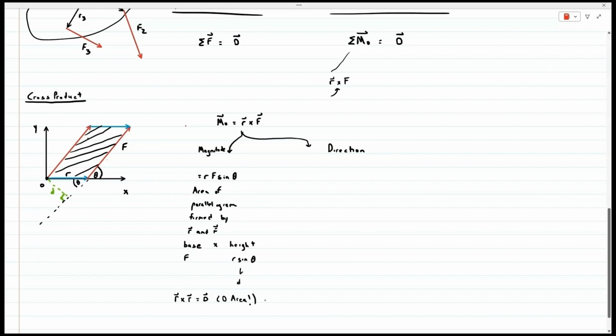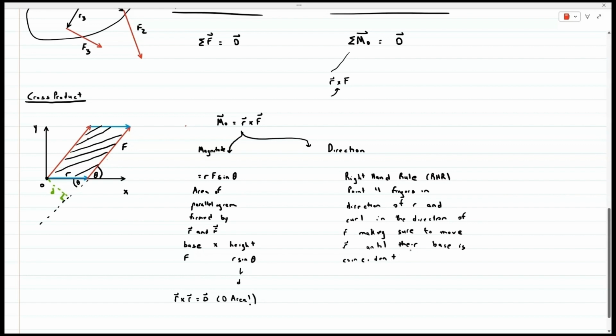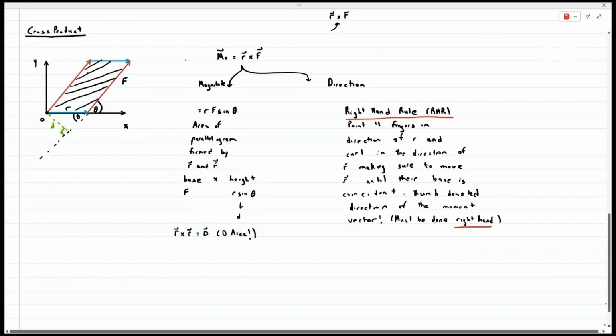The moment vector, its direction is defined by the right-hand rule. And how do we get this direction? We point our forefingers in the direction of R and curl them in the direction of F. And we do this by making sure R and F are coincident at the same point. Point your fingers in the direction of R, curl them in the direction of F, and your thumb will denote the direction of the moment vector. Let's go ahead and do an example here where we're looking at the same R and F.